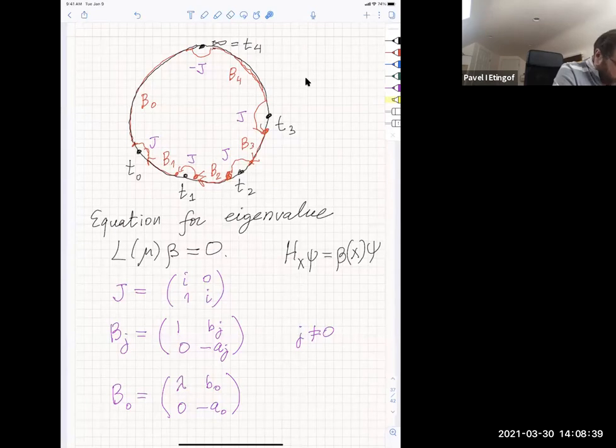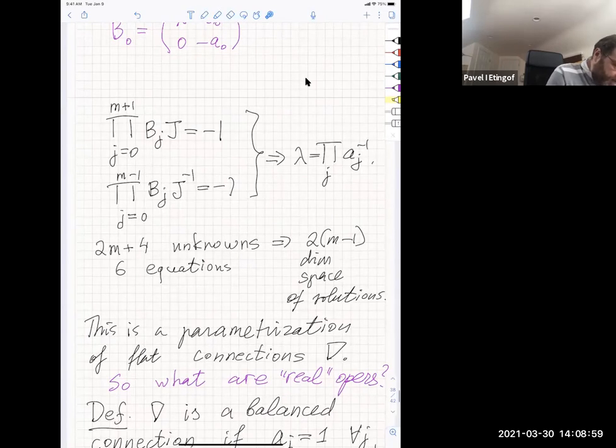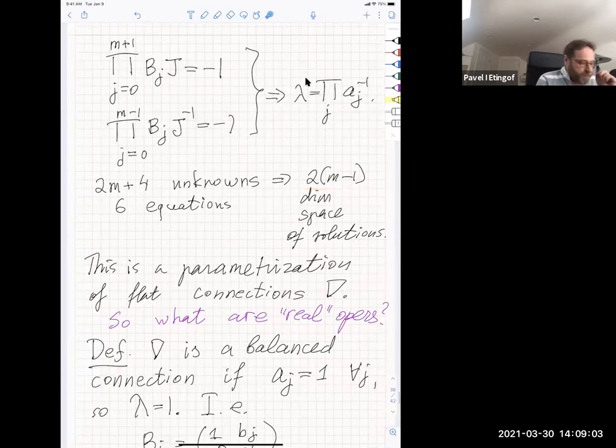So we have M+2 generators. They are all basically anti-unipotent. So that you get 2 times M+2. The product is -1, which gives 3 equations, and the modular symmetry cuts out 3 more dimensions. So we will get 2m+4-6, which is 2m-2. And so this is a parameterization of flat connections.